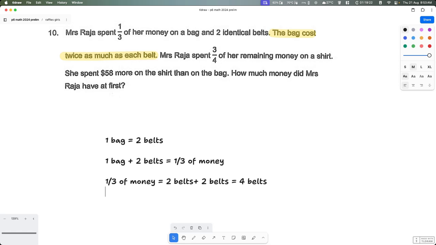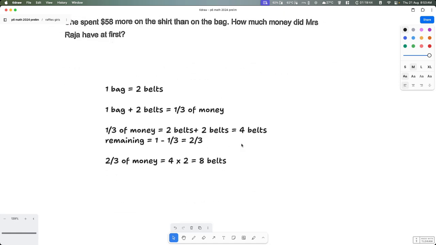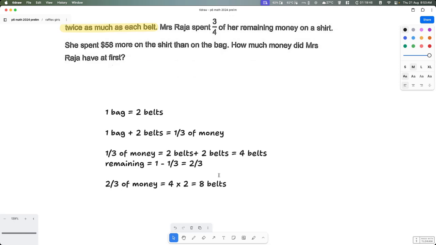So that means the remaining is equal to 1 minus 1/3, which is 2/3, right? And then 2/3 of money is equal to 4 times 2, which is equal to 8 belts, right? 8 belts. Okay, so now the next thing is she spent 3/4 on the shirt.